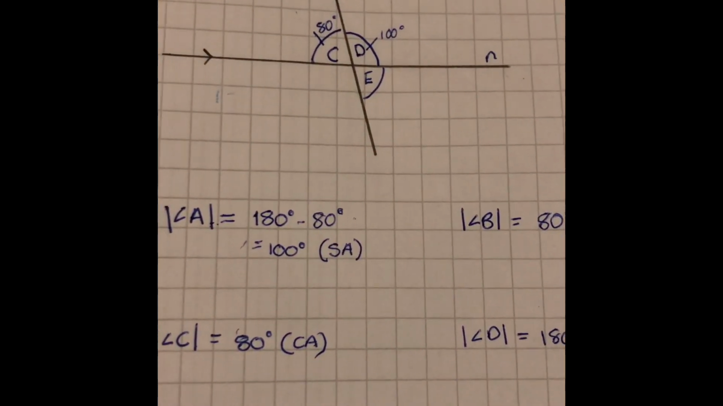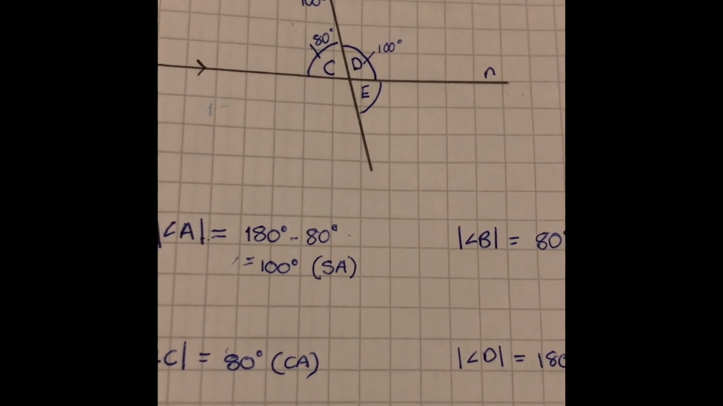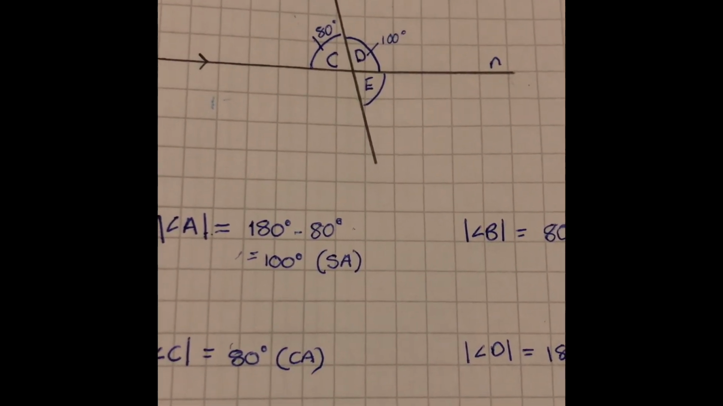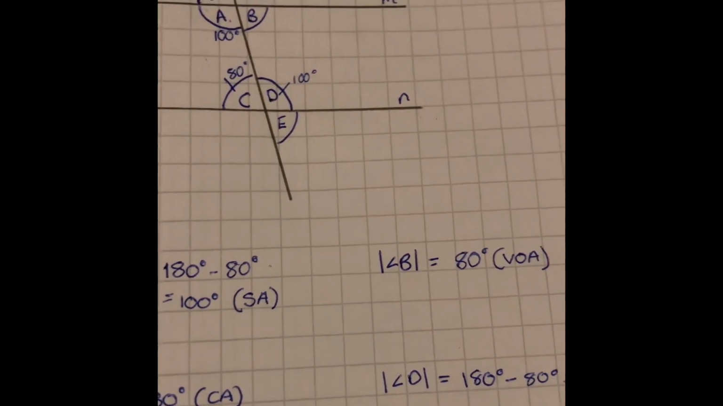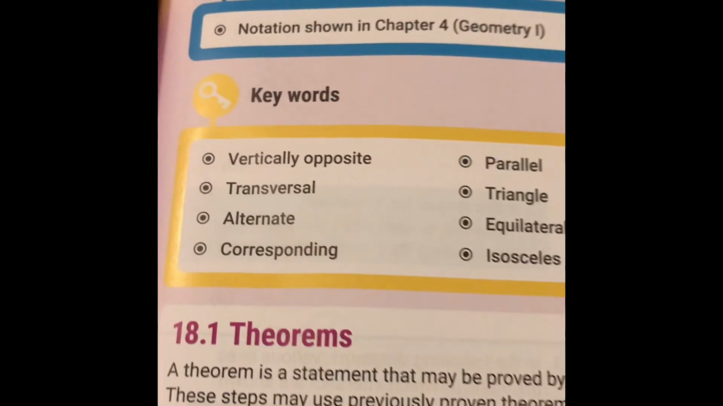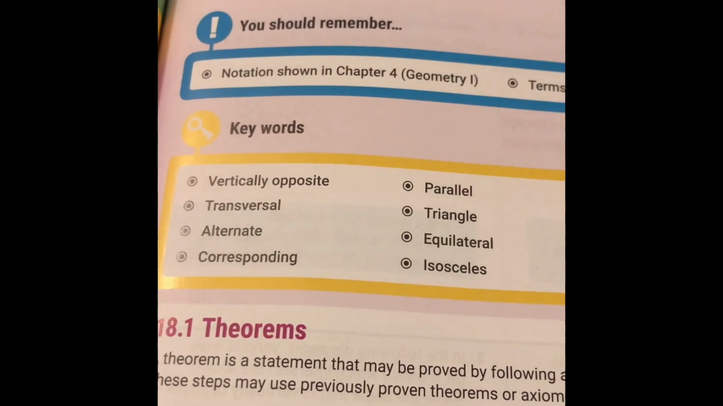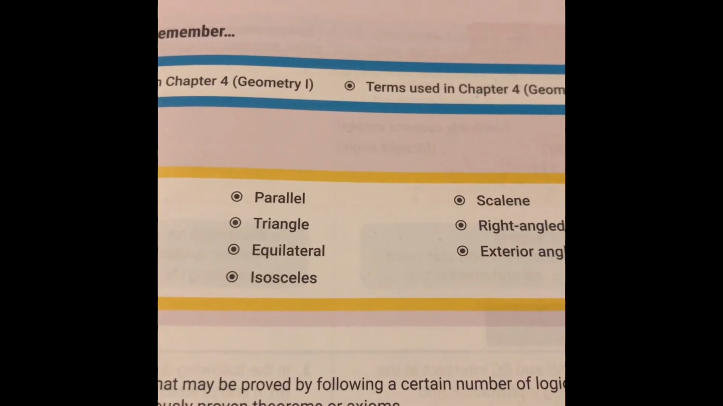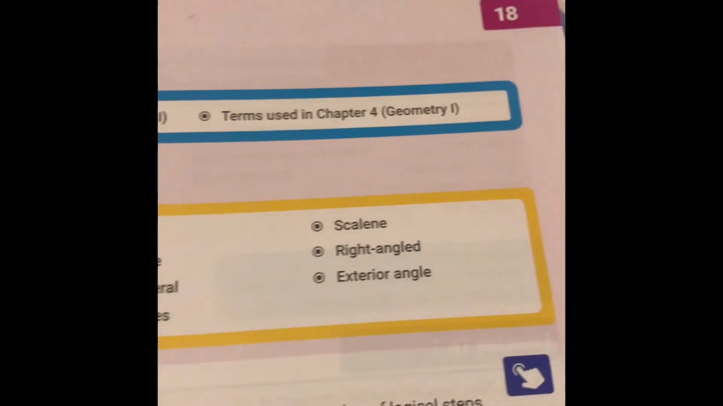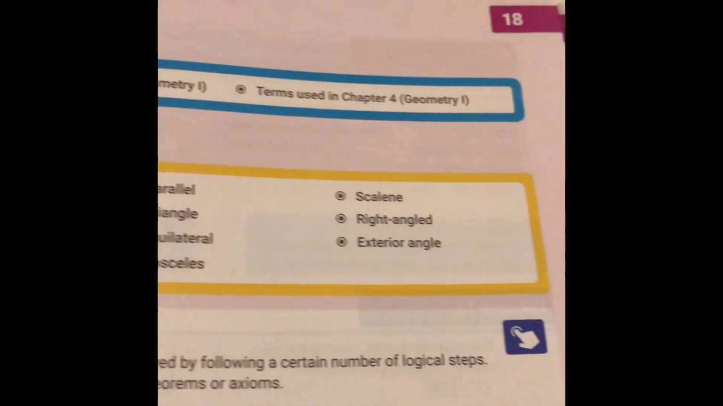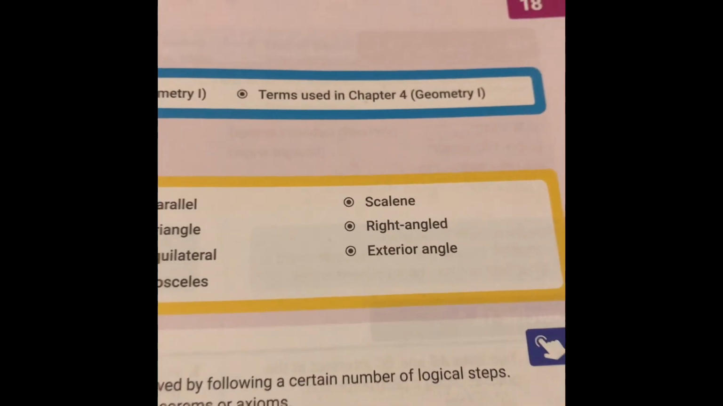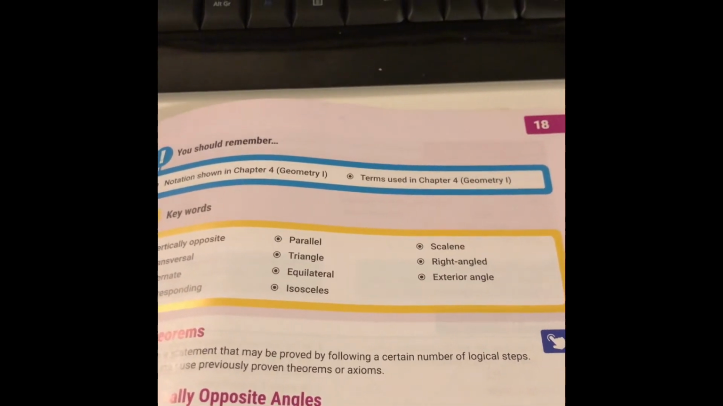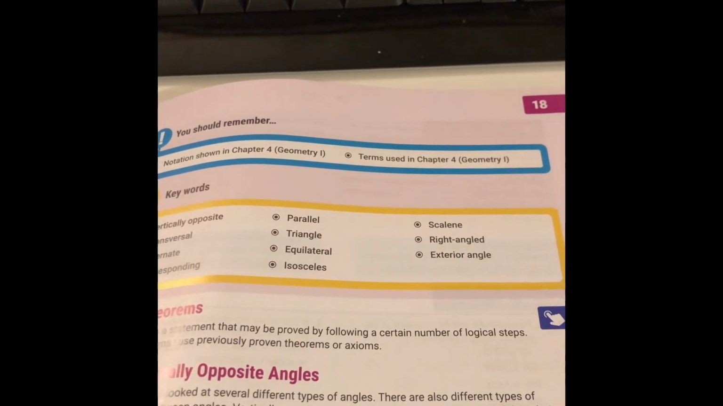Your homework today then is to learn the keywords that you defined yesterday to do with this chapter. So if you recall, they were vertically opposite, transversal, alternate, corresponding, parallel, triangle, equilateral, isosceles, scalene, right-angled, and exterior angle. And that's giving you a little bit of an insight as to what we're moving on to on Thursday. Thursday's class, we're going to start looking at triangles.